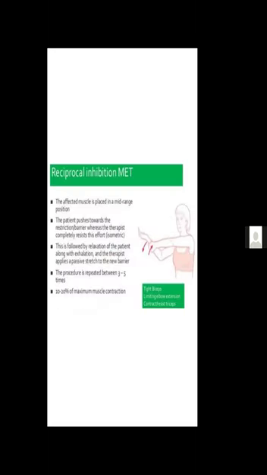The affected muscle is placed in a mid-range position. So wherever there is restriction, you place it there. Okay, I am explaining this again. Wherever you have the restriction or the mid-range position, you will place it and the patient pushes towards the restriction or barrier, whereas the therapist completely resists. You can see the counter force between both the hands, the forearm. This is followed by relaxation of the patient along with exhalation, and the therapist applies a passive stretch to the new barrier.